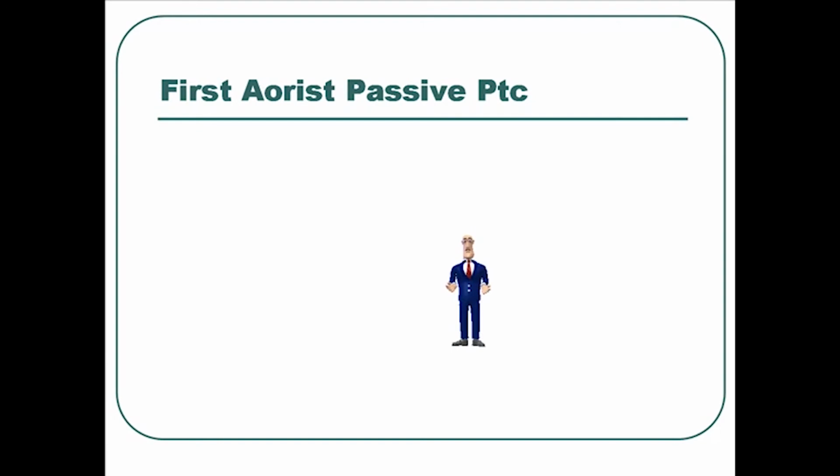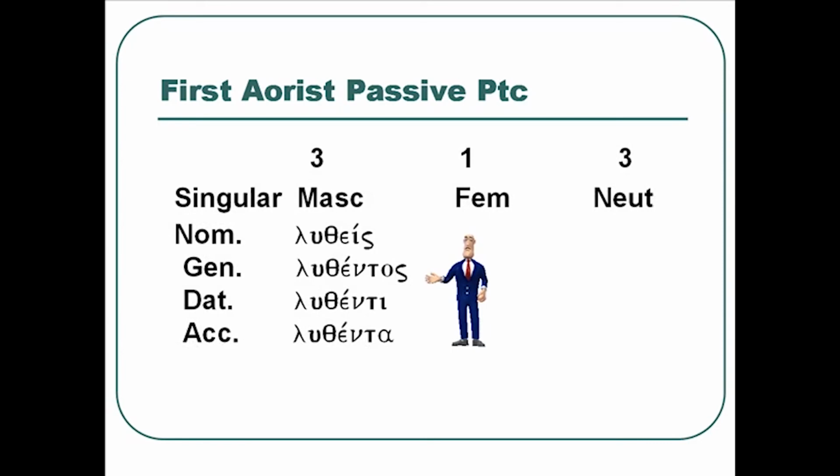Here's the paradigm for the first aorist passive participle. The masculine taking the third declension noun endings: lutheis, luthentos, luthenti, luthenta. So you see that the nominative form with the lutheis, a little tricky there, different than you'd expect, but the other ones, luthentos, enti, enta, exactly what you'd expect from the third declension. So just be aware that that nominative masculine form is lutheis, a little tricky.